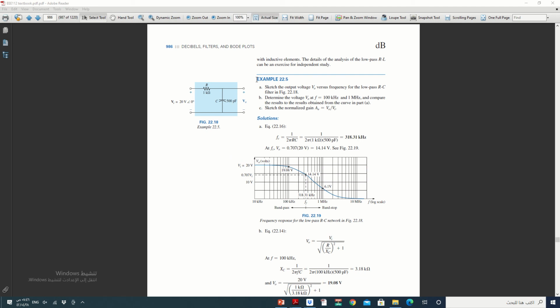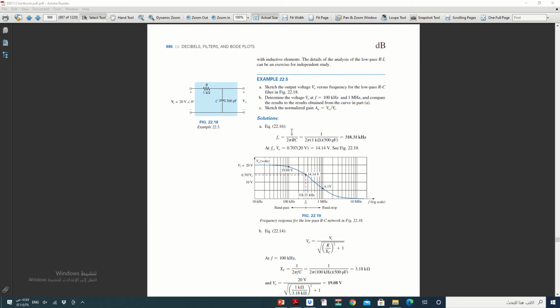Now let us see example 22.5. We have circuit 22.18. We have voltage input, resistor, and capacitor. Part A: sketch the output voltage V out versus the frequency of the low pass RC filter in figure 22.18. We know that this is the shape for the low pass filter, but we need to determine the cutoff frequency and other values.